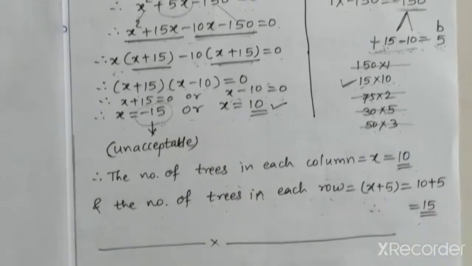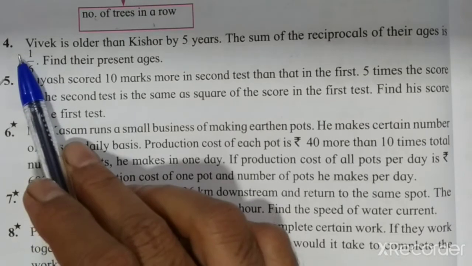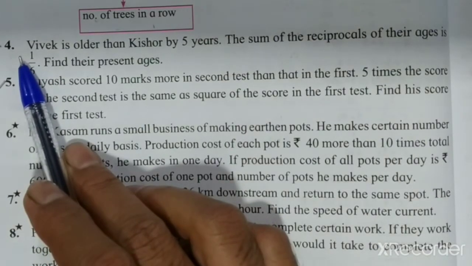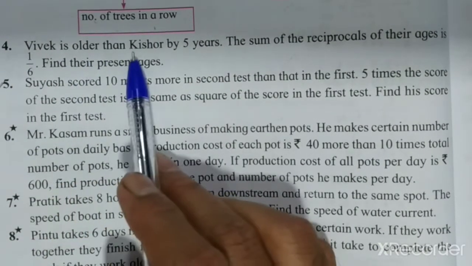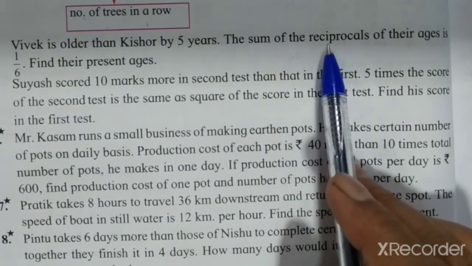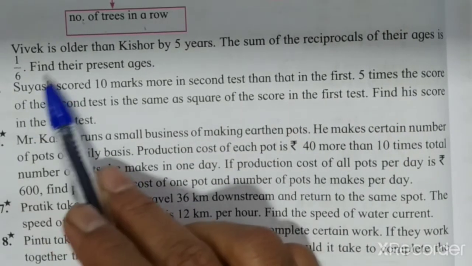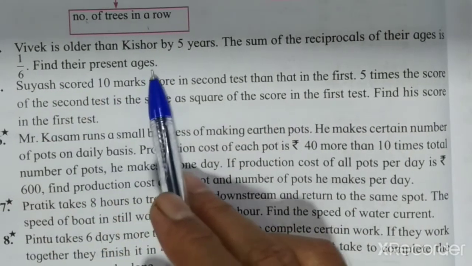Let us solve question number 4 from practice set 2.6. Vivek is older than Kishore by 5 years. The sum of the reciprocals of their ages is 1/6. Find their present ages.